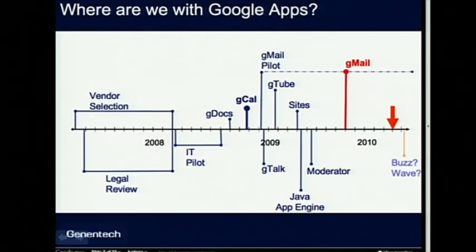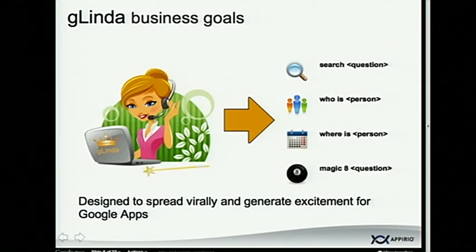And so with Appirio, one of the first projects that we took a look at was this, Glenda. And Glenda is a Gtalk bot. So as soon as Google released XMPP support in App Engine, we immediately glommed on to that. We'd had this idea in the back of our heads for a while. So it's a Gtalk bot that basically lives in the Gmail interface and from a very high level answers questions.